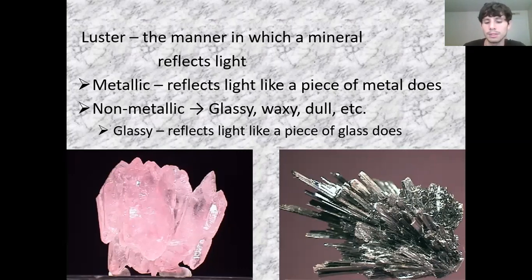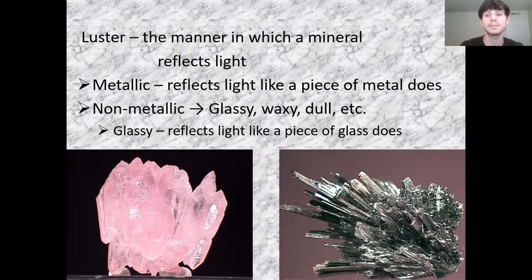And if you see a mineral that's non-metallic, you're going to decide, is that glassy, or is it kind of waxy, or is it dull? A good way to tie it back: if something is non-metallic and it does look like glass, it's not going to be perfectly transparent, but if it reflects light the same way glass reflects light, then it'll have a glassy luster. And so luster is pretty straightforward.